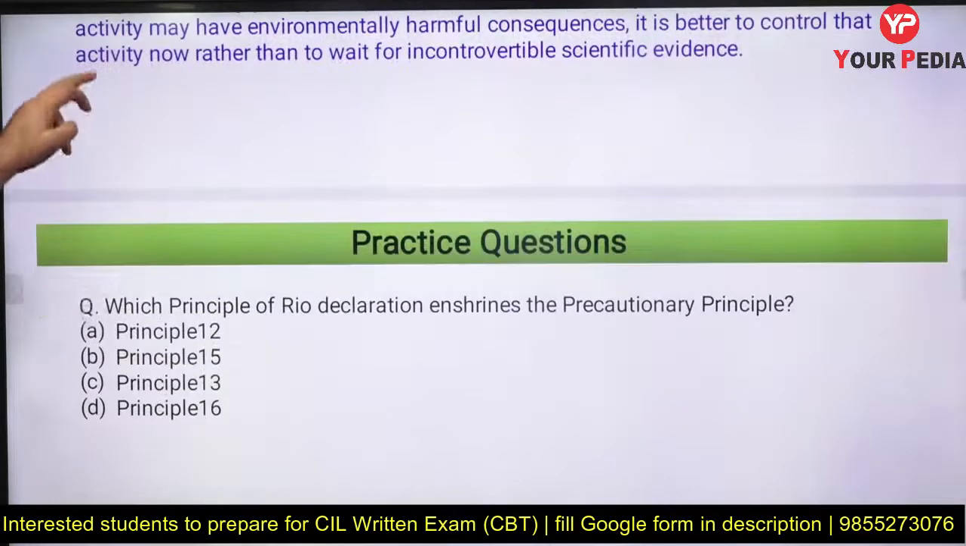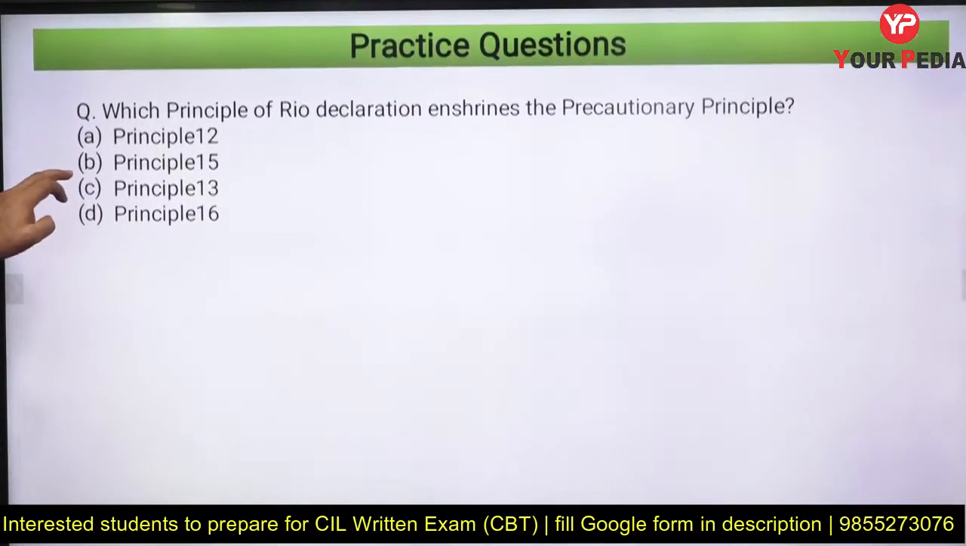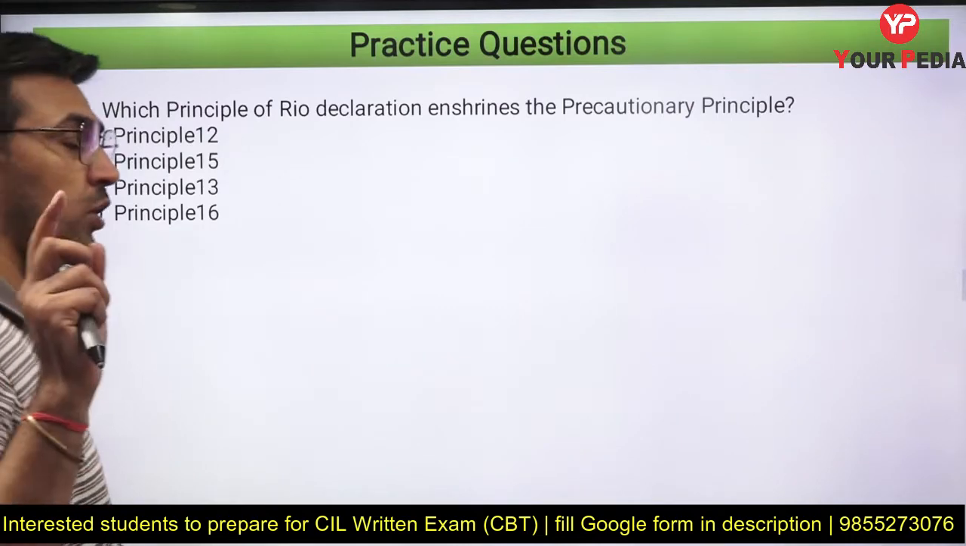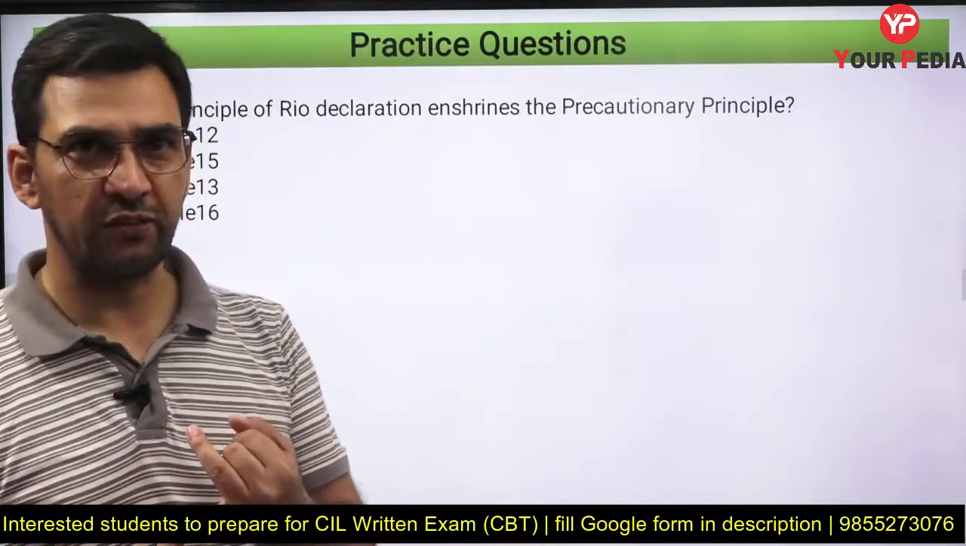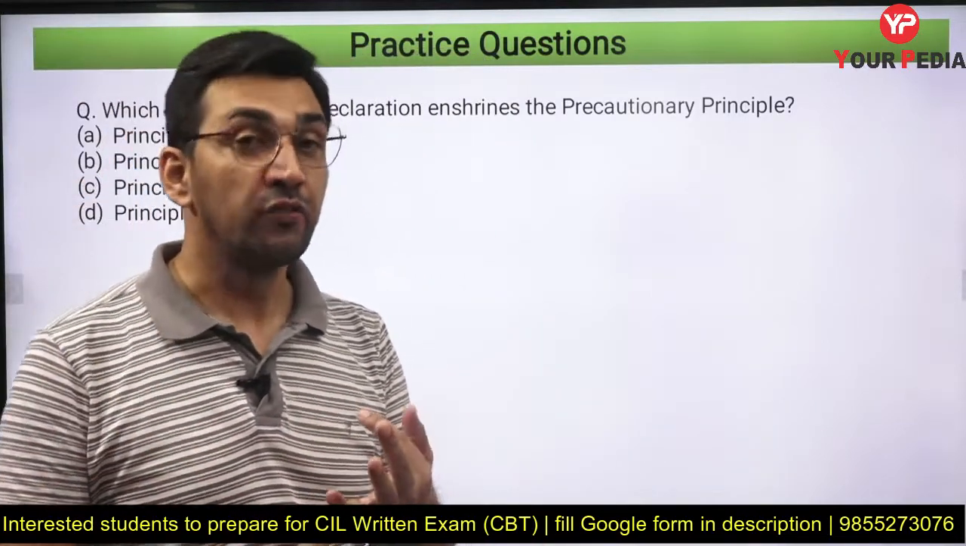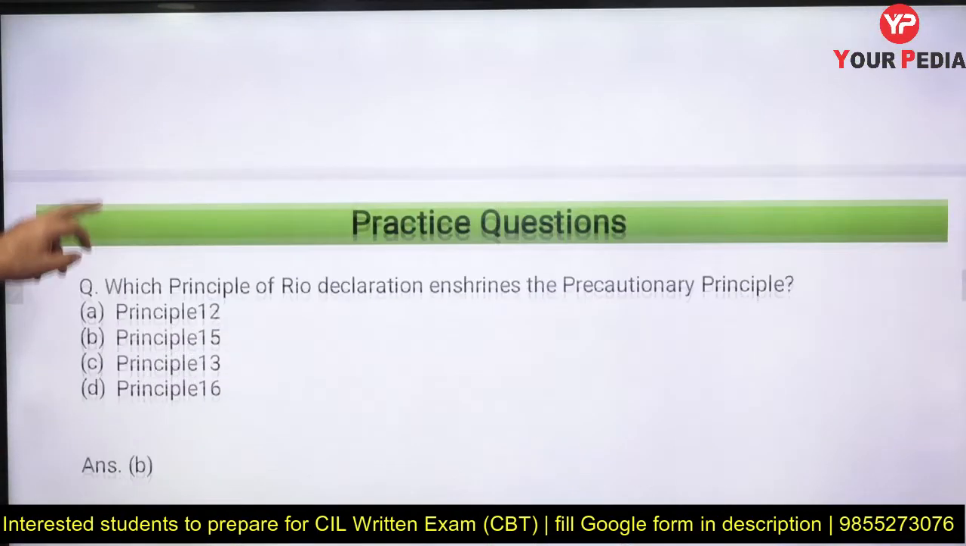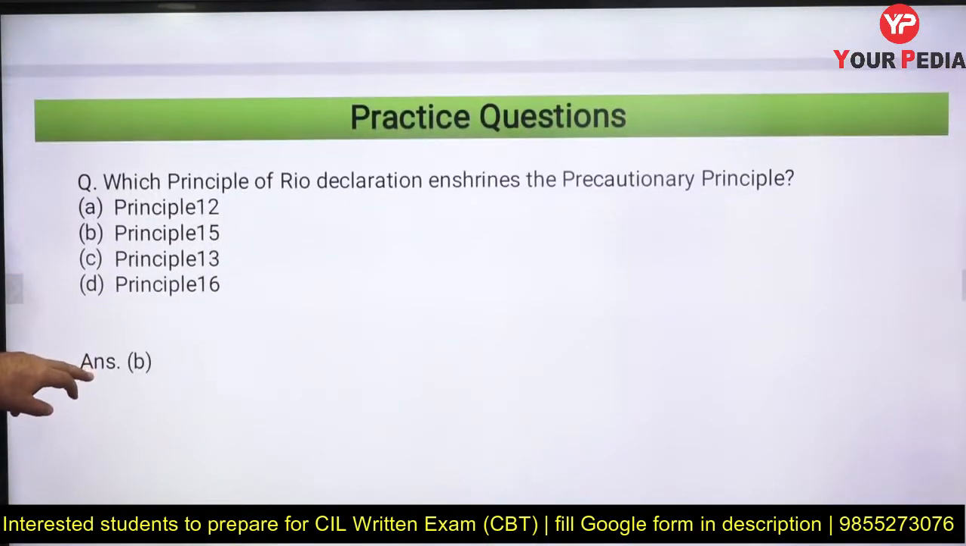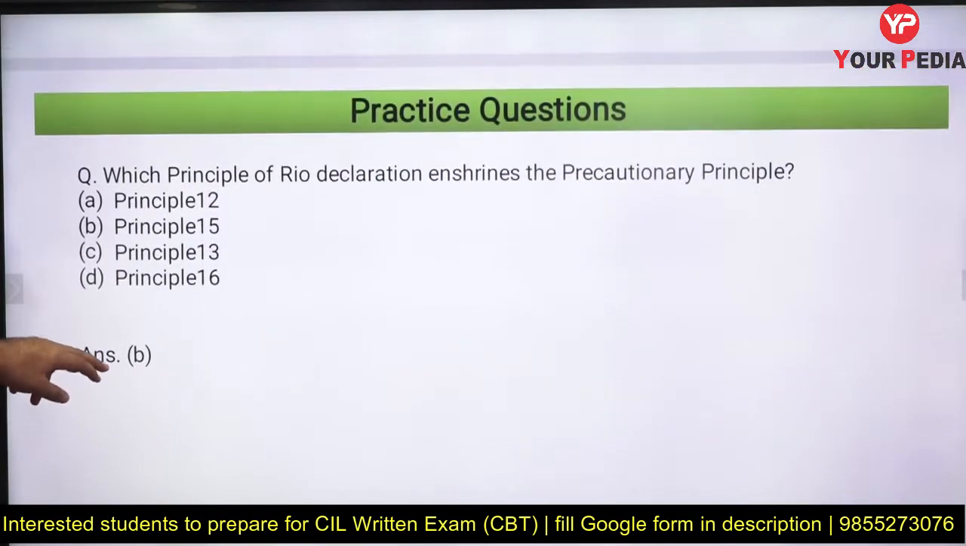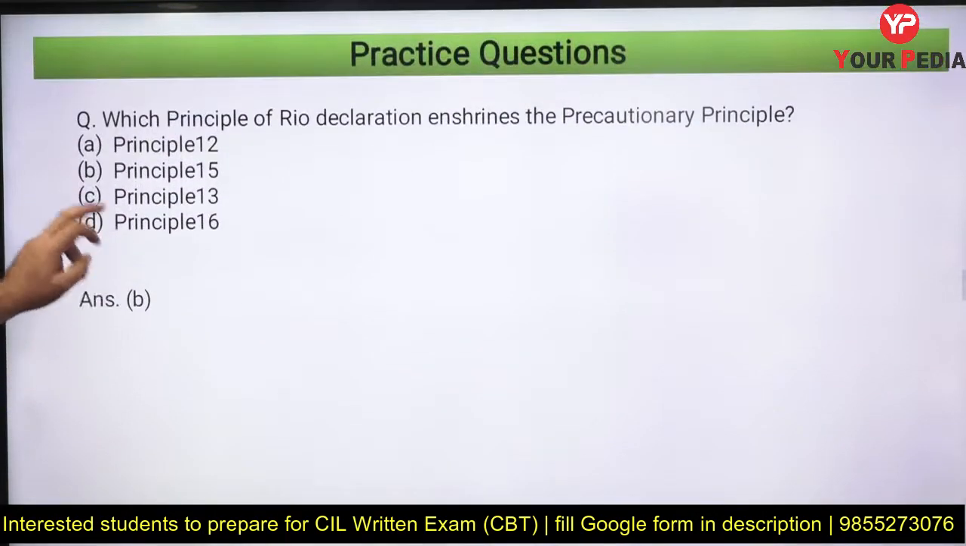And then see this one: which principle of the Rio Declaration enshrines the precautionary principle? Recall it. I just spoke to you about principles 15, 16, 17. 16 is the polluter pays principle, 17 is the environmental impact assessment, and 15 was related to the precautionary principle. Principle 15 was related to that, so it is B. So I think that is all.